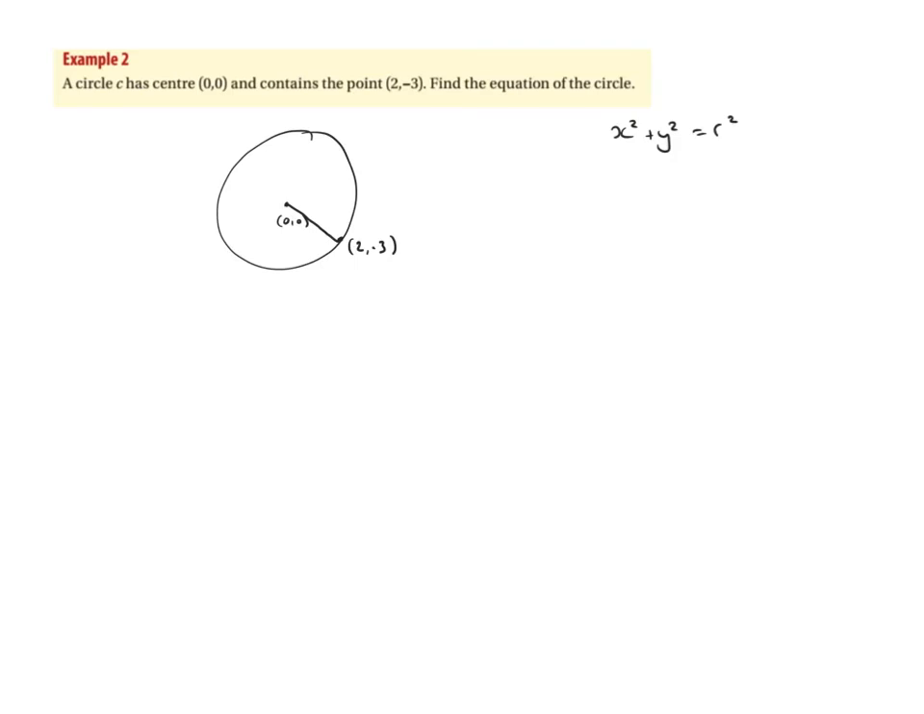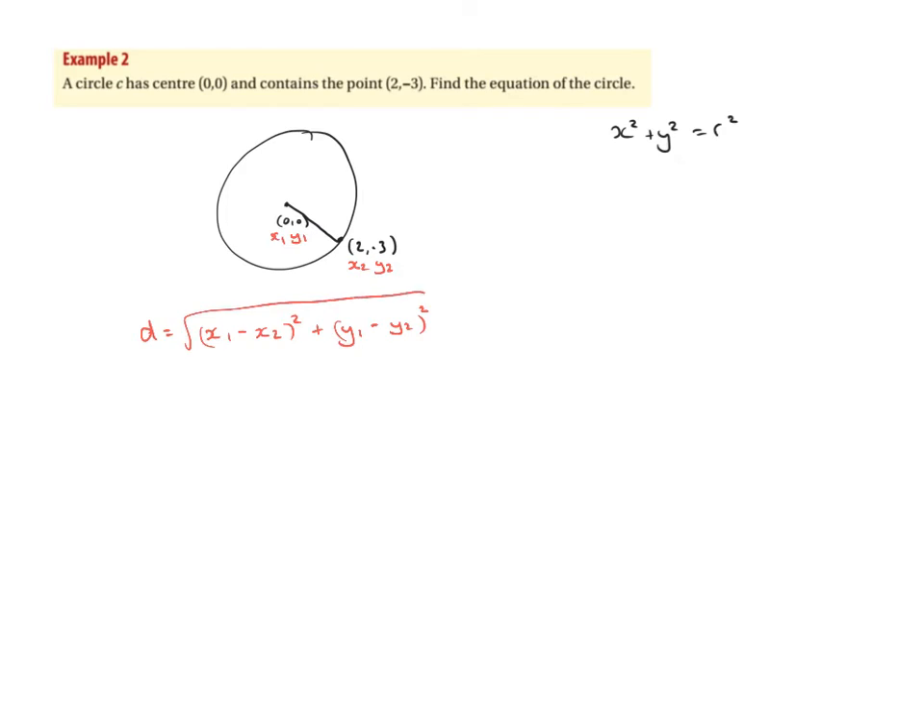Well, we can find the radius pretty quickly. We just need to work out the distance between 0, 0 and 2, minus 3, because it contains the point, it's on the circle. So it's just the distance formula, label them. So what we have here is x1, y1, x2, y2. We know that the distance is given by x1 minus x2 all squared plus y1 minus y2 all squared, and that's going to be square rooted.